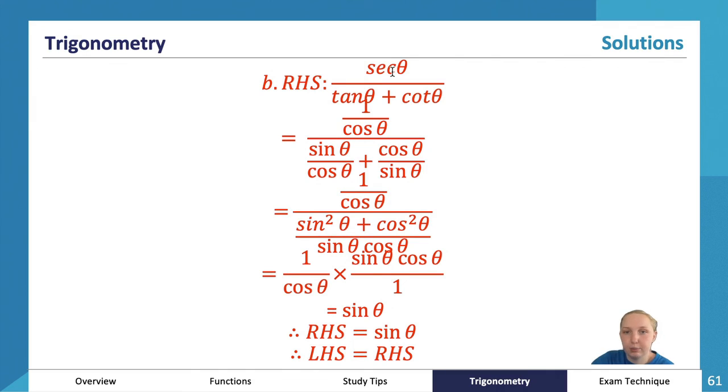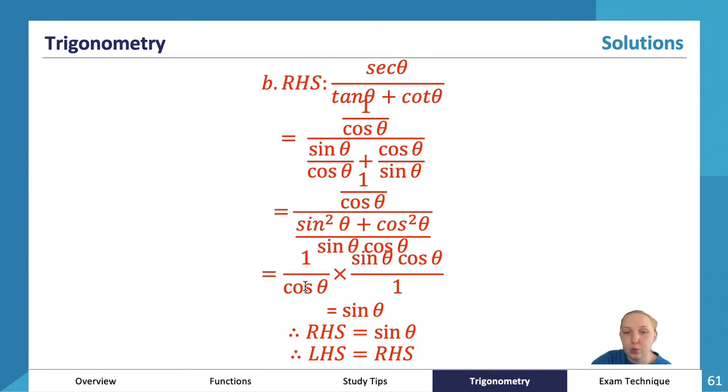Then our right-hand side, we've got sec theta over tan theta plus cot theta. So we can also write sec as 1 on cos theta. We can also write tan as sine theta on cos theta. We can also write cot as cos theta on sine theta. Then moving these and making this denominator just into one fraction, we'll get sine squared theta plus cos squared theta over sine theta cos theta.